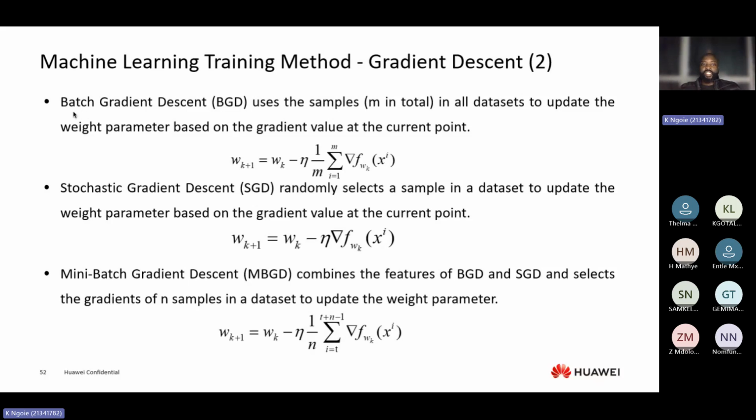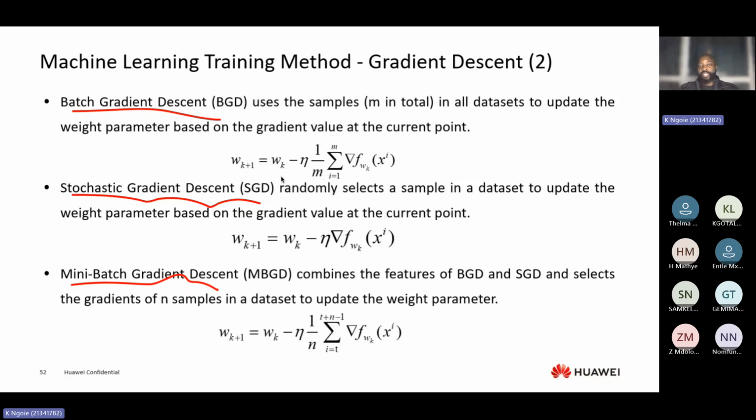We have types of gradient descent. We have the batch gradient descent, the stochastic gradient descent, and then the mini batch gradient descent. So what will be the difference? The difference is that when we're using batch gradient descent, we use all the samples in total, and we update the weight parameter.